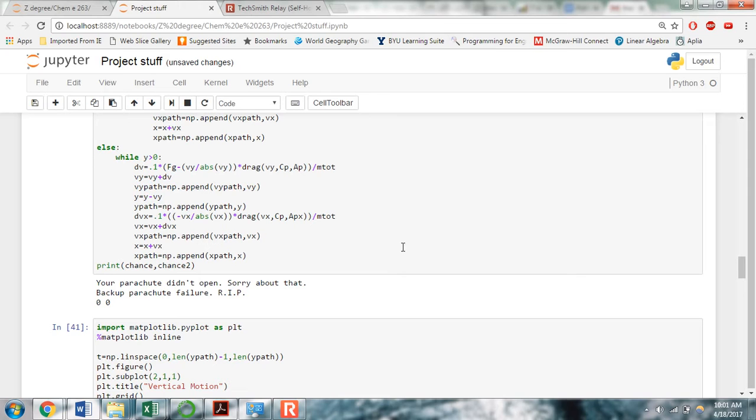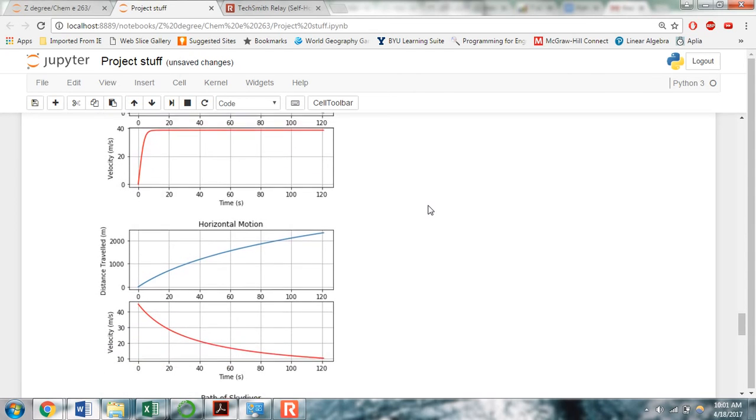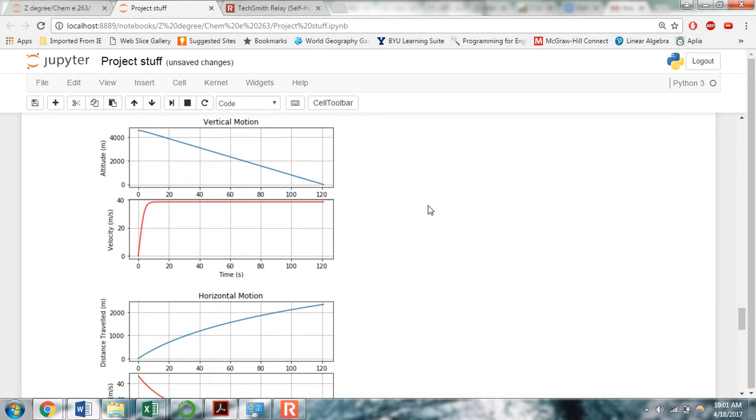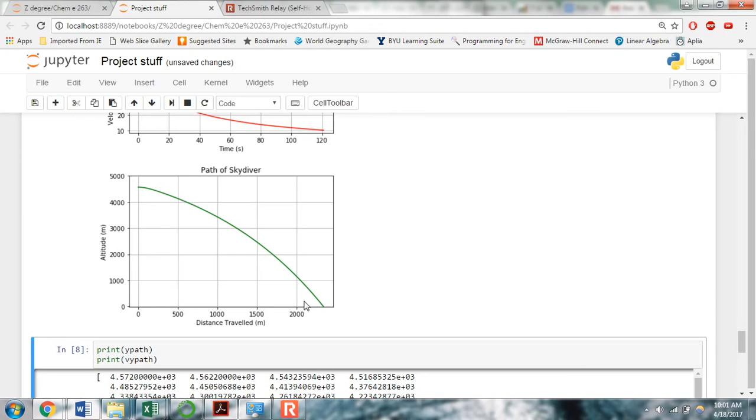Okay, so this is what happens when neither parachute opens. They both fail to open. "Your backup parachute failed as well. Rest in peace." So we can see in the graphs that there's no slowing down due to the parachute opening because it does not open. And our impact velocity is about 40 meters per second, so they are not going to live through this. But luckily it's a small probability, so parachuting is still relatively safe.